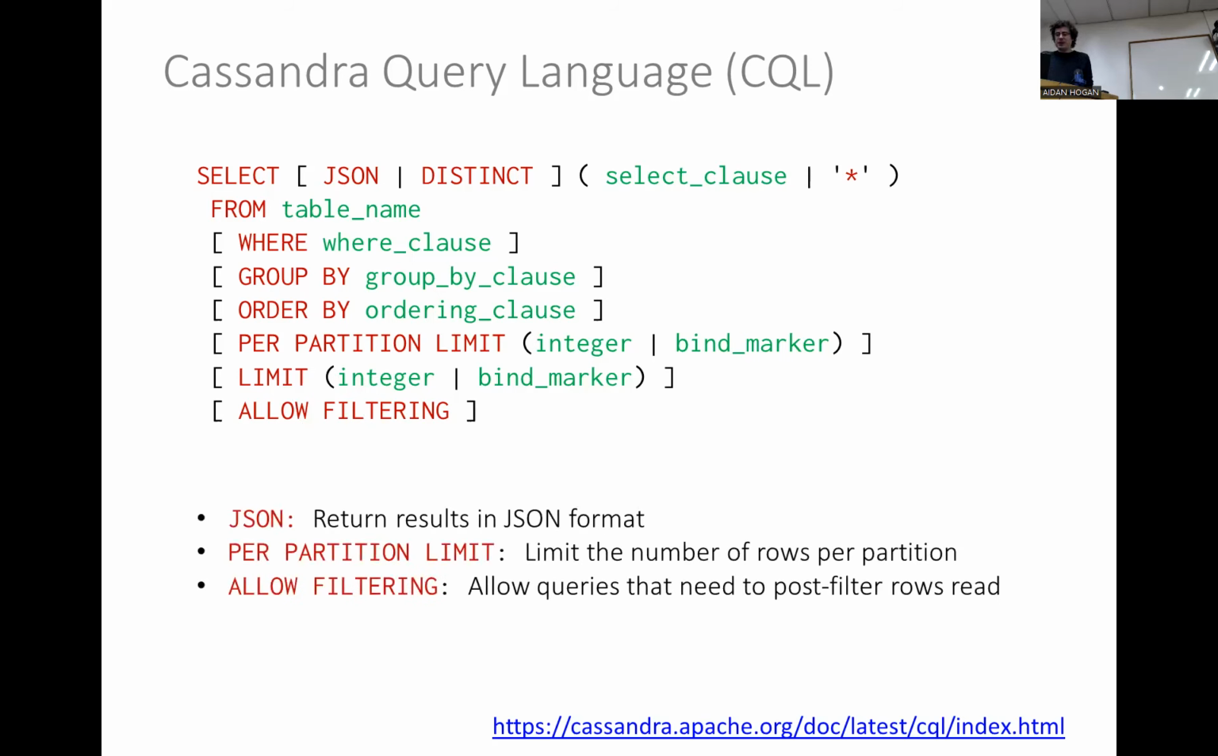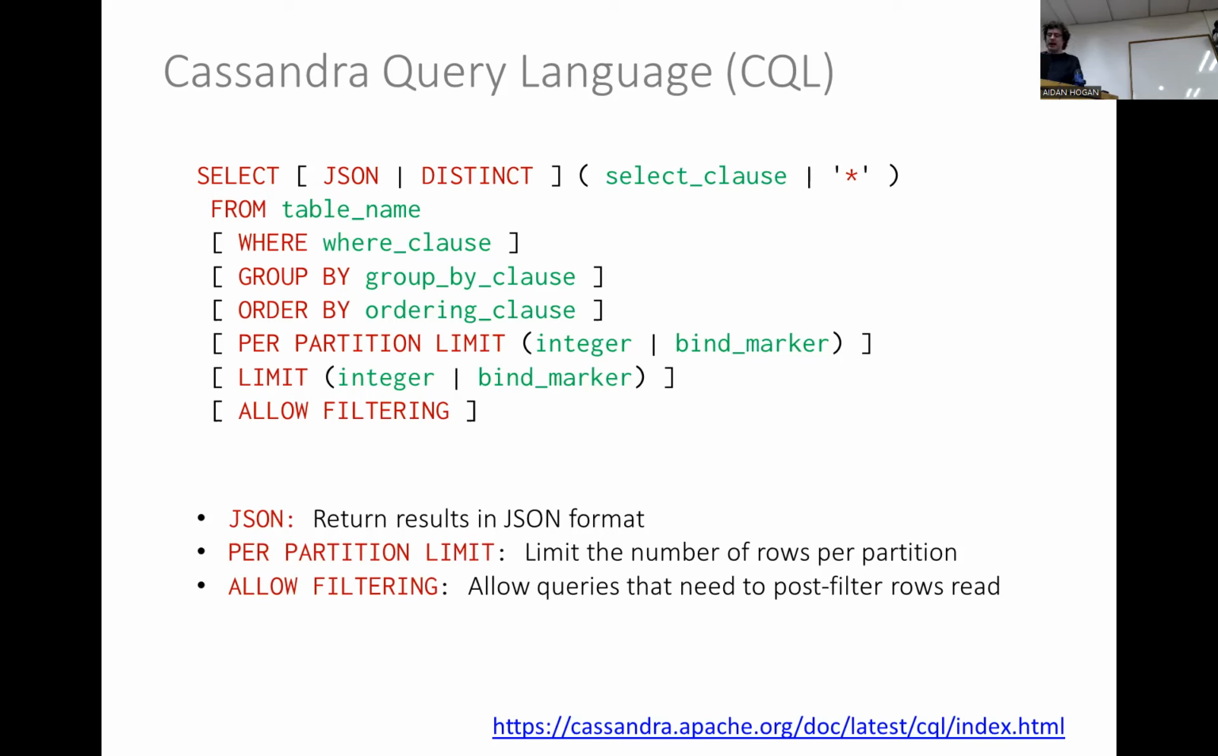So the non-SQL things that we see here are JSON, which allows us to return results in JSON format rather than a CSV or a table. We can represent our data in JSON. We have a per partition limit, which will limit the number of rows that we will receive per partition. So it allows us to receive a certain number of elements from different partitions of the data, which we'll talk about in a second.